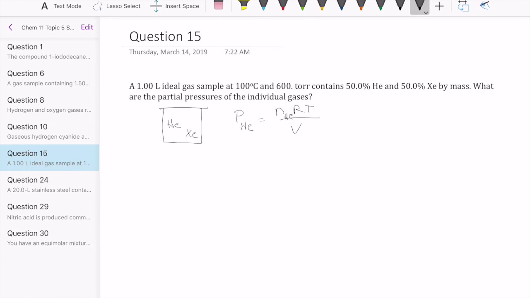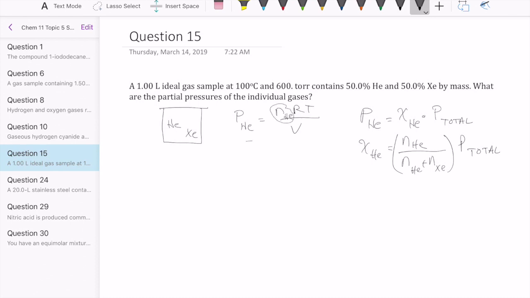Now, the other way to calculate partial pressure is to use the mole fraction equation, which is the mole fraction of helium times the total pressure, okay? And mole fraction is the fraction of the gas that's just the helium. So in other words, you calculate it by taking the number of moles of helium divided by the total number of moles, which is helium plus xenon, and times the total pressure. So notice that in either way, you're going to have to get this value of the number of moles of helium.